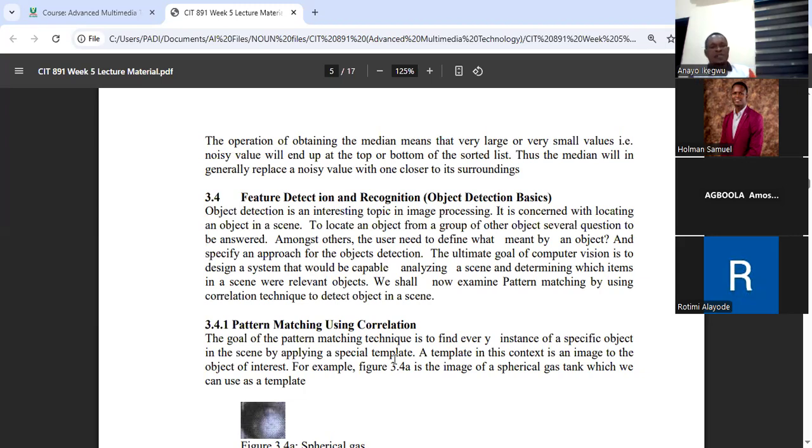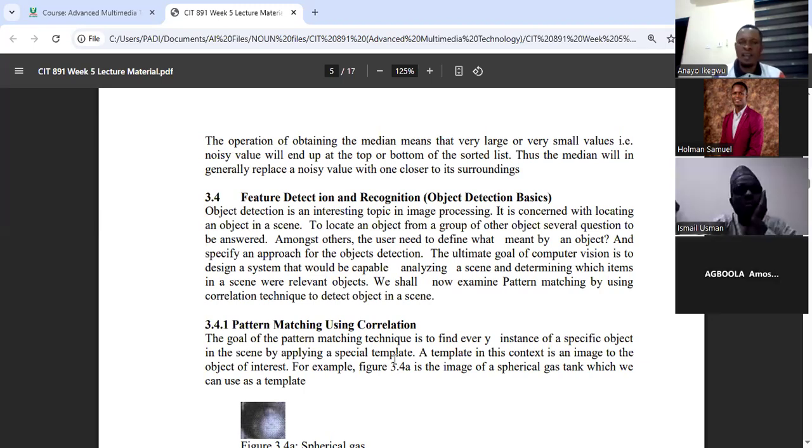Let me just summarize by saying object detection helps one to determine which object is harmful and which one is not harmful. It will enable you to determine the harmful object and the one that is not harmful.